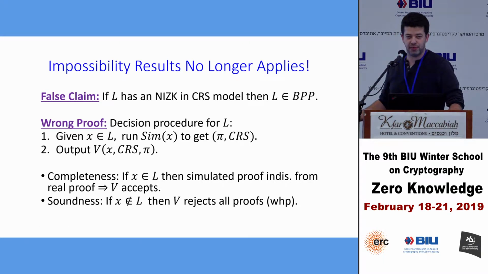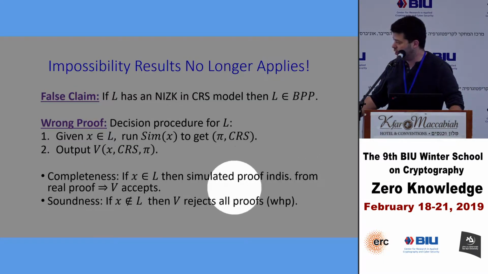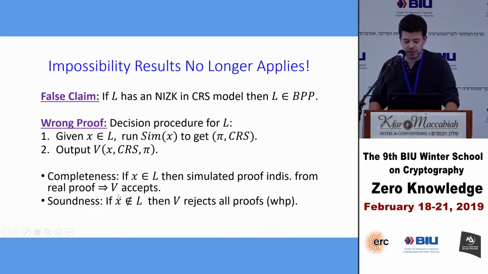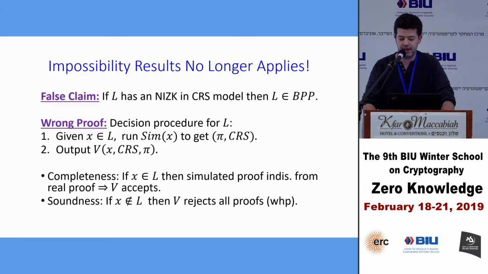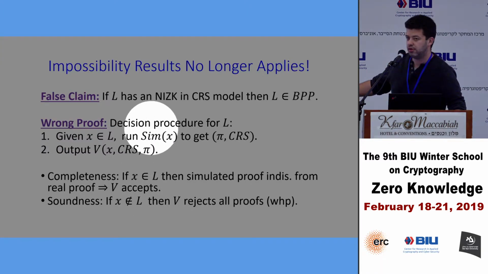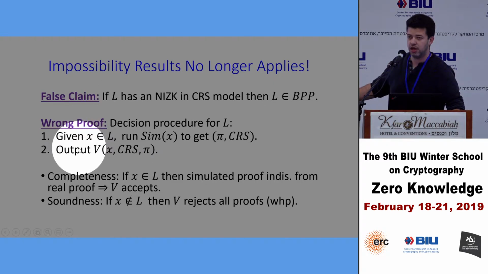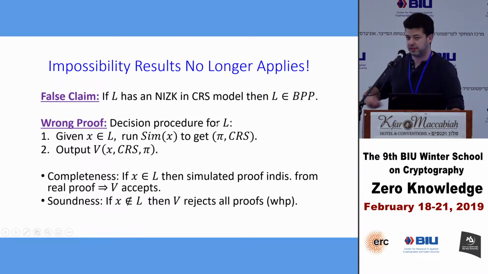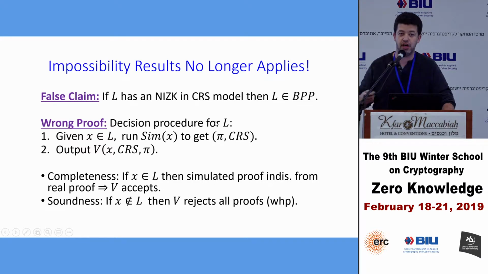Nothing wrong with that statement, so completeness works. The issue is going to come up in soundness. The argument in soundness says, if X is not in the language, then V rejects all proofs. But that's true for common reference strings that are correctly distributed. And no one tells us what the behavior of the simulator is when you run it on an X that's not in the language. Indeed, it's going to be fundamental that the CRS that the simulator generates on an X not in the language behaves statistically very differently from an actual CRS.